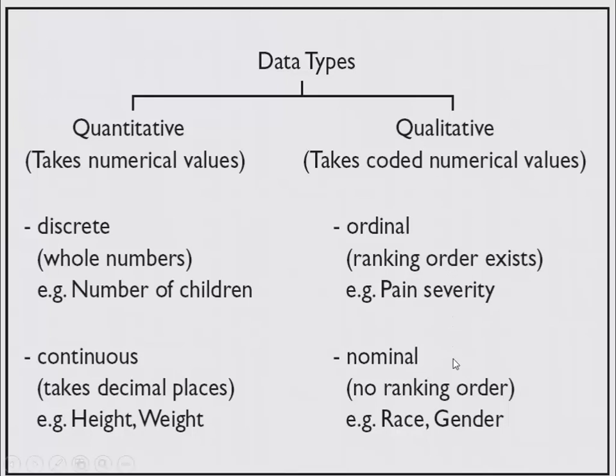Nominal data is when there is no ranking order. For example, the race in Malaysia: Malay, Chinese, Indian and others. There is no ranking order. So those are what we call nominal data.